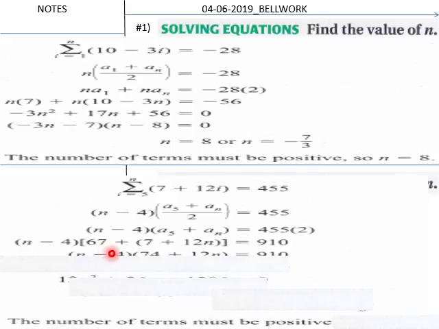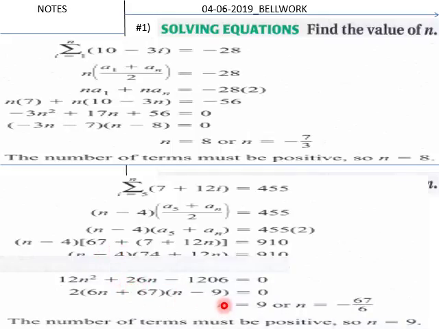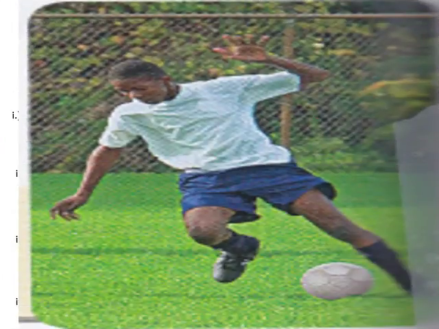And then we factor out, wait a minute, and then we come up with this quadratic. We factor it yet again, and we get n equals 9 or n equals negative 67 over 6. It must be positive, so n equals 9 for number 2. Those are good problems. Answers. Okay, into our lesson.